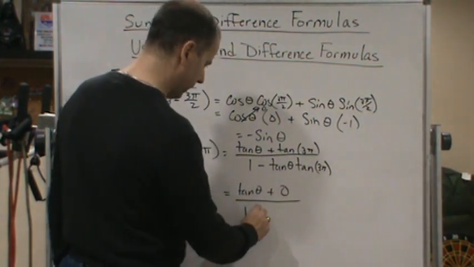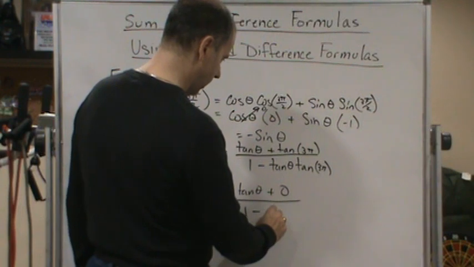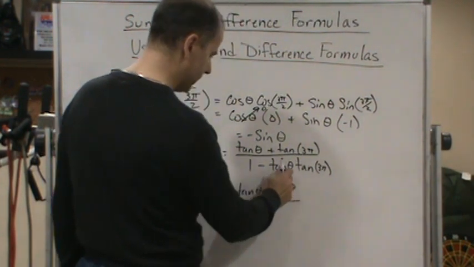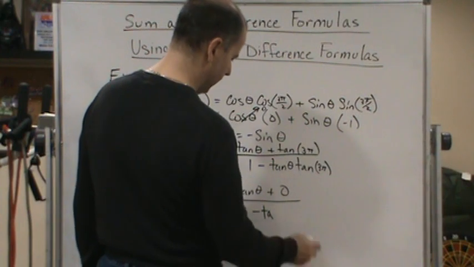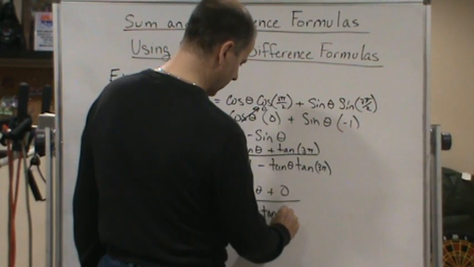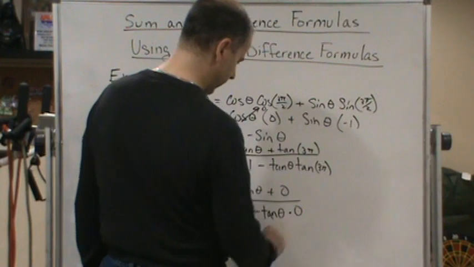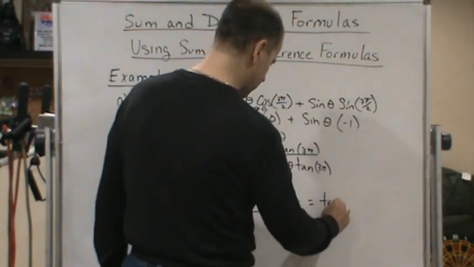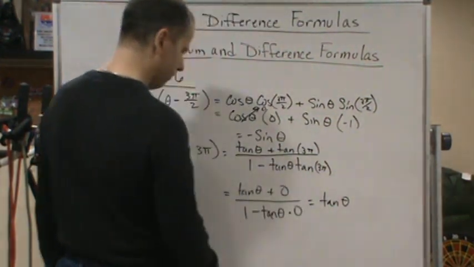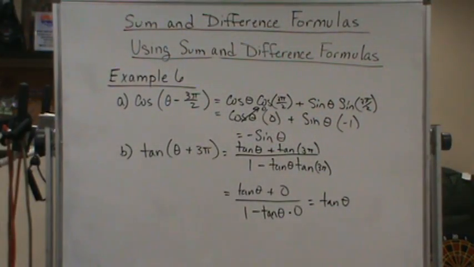And then 1 minus tangent theta times 0 again, so that's going to be 0. So this is going to end up being tangent theta. Not bad. All right, I like that one.